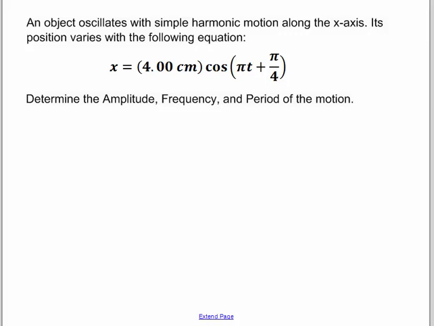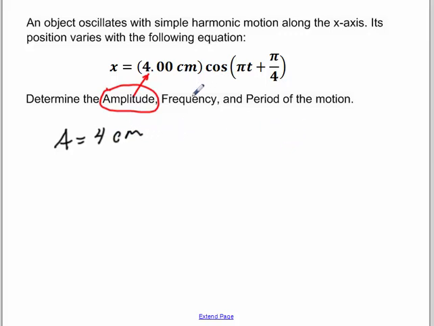In this example, I have an object that's going to oscillate with simple harmonic motion along the x-axis. Its position is given by the equation of the amplitude, which is 4 centimeters, times the cosine of omega t plus pi over 4. We're going to have a phase constant here. We want to determine what the amplitude is. Well, obviously I hope that the amplitude would be very easy. That's going to be this value right here. So we know immediately that the amplitude is going to be equal to 4 centimeters.